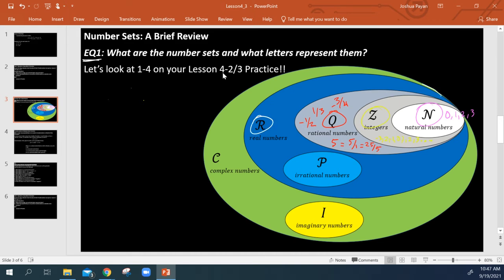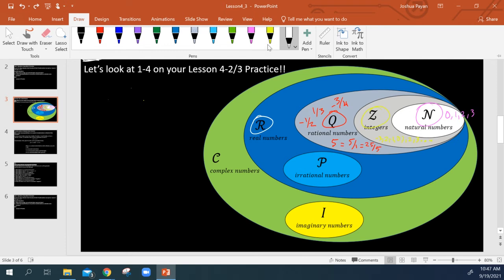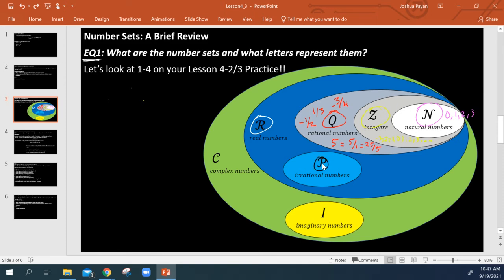Real numbers are all the numbers that you have ever learned about so far. All the numbers you've ever seen so far are real numbers. But before I get into that, let's talk about, I'm running out of colors here, maybe black will show up okay, irrational numbers. Irrational numbers are numbers that cannot be written as fractions, right? So they cannot be expressed rationally.